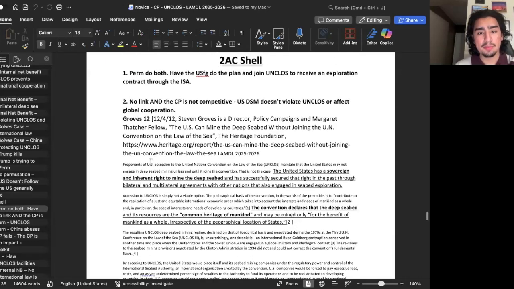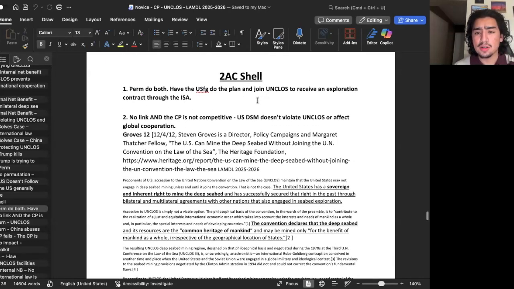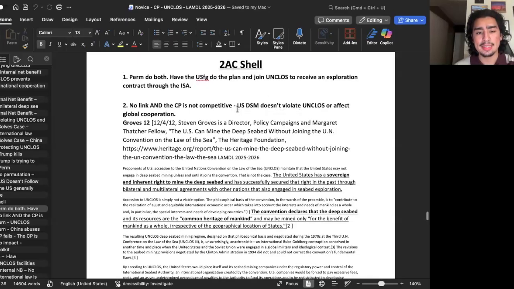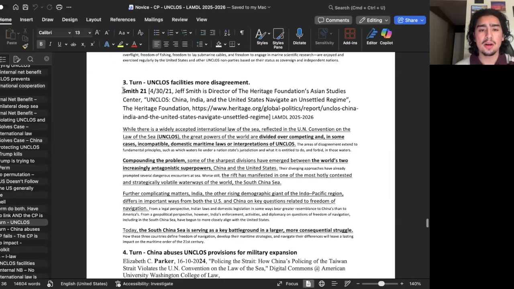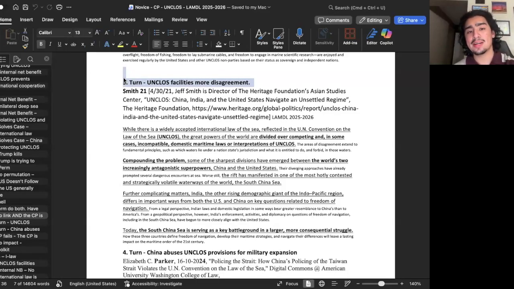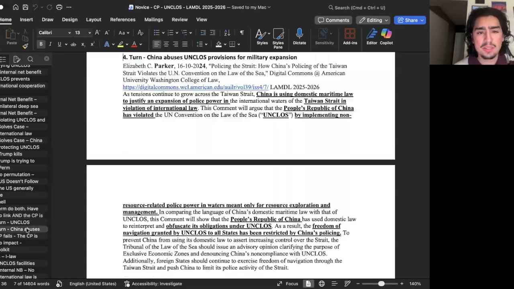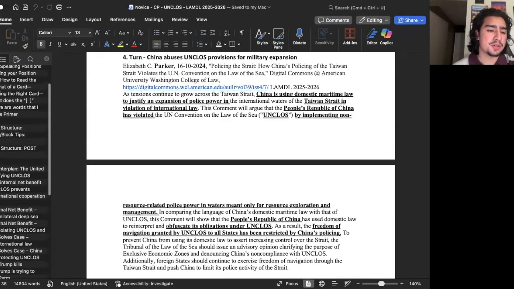So the 2AC shell starts out by saying perm, have the USFG do the plan, and join UNCLOS to receive an exploration contract through the ISA. Cool. So permutation, this is essentially implying that the counterplan is not functionally competitive, that you can do both of them at the same time. These are offensive arguments right here where it says turn, UNCLOS facilitates more disagreements. So remember the internal net benefit to UNCLOS according to the negative is that it increases international cooperation. This is a turn and offensive argument that says UNCLOS actually makes things worse. We have more turns arguments, but I'm sure you get the picture.